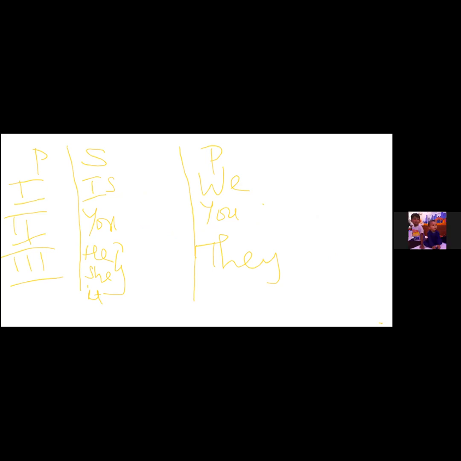Now we are going back to their branches. Now we will take simple present. In the present tense, we have four forms: simple present, present continuous, present perfect, and present perfect continuous tense.